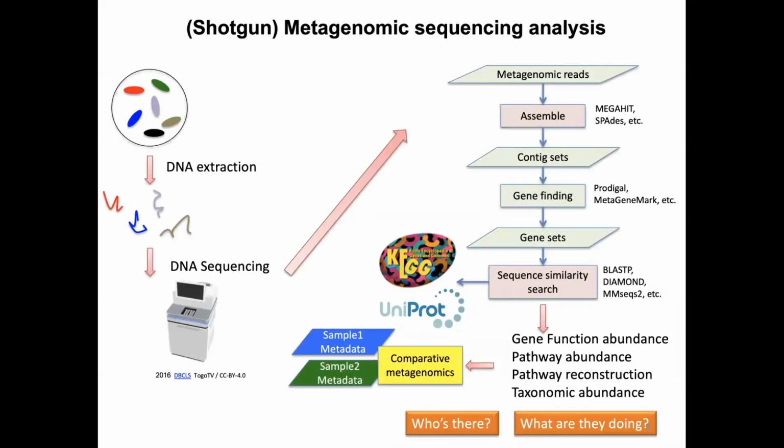The other method is so-called shotgun metagenomic sequencing, or simply called metagenomic sequencing. The experimental procedure is simple: extract DNA and sequence without PCR, but the bioinformatics method is complicated. After conducting the complicated bioinformatics analysis workflow, you can get the member composition and functional composition of microbes.